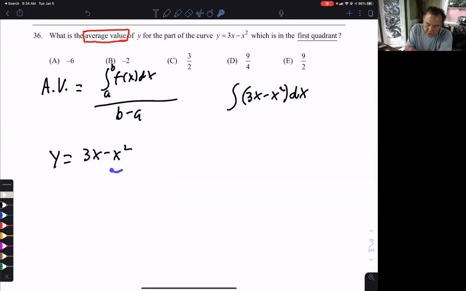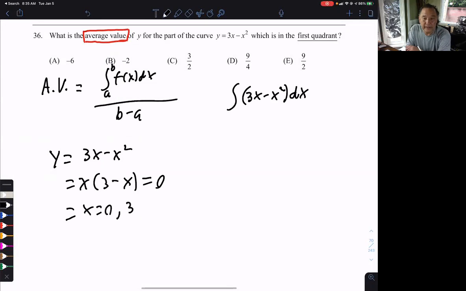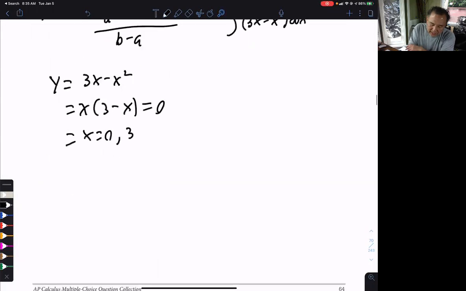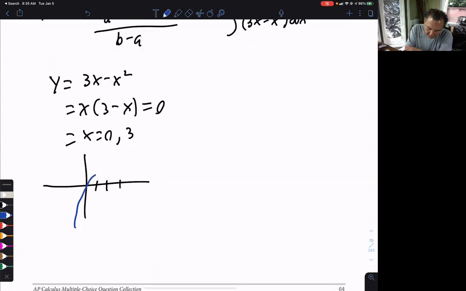Well, first of all, you should realize that means it's an upside down parabola. So you should see that. Then if you factor this and take an x out, you get 3 minus x. You set that equal to 0, you get 0 and 3. So now you know it crosses the x-axis at 0 and 3. So now you know what it looks like. It's going to look something like that.